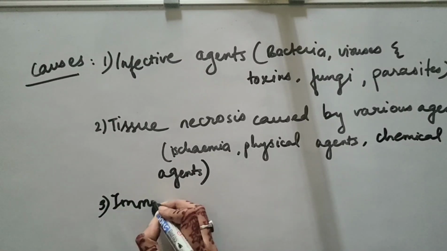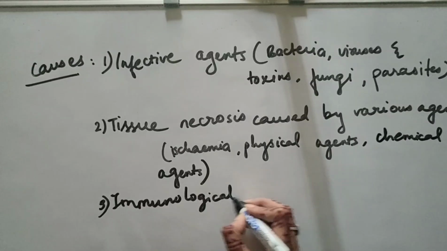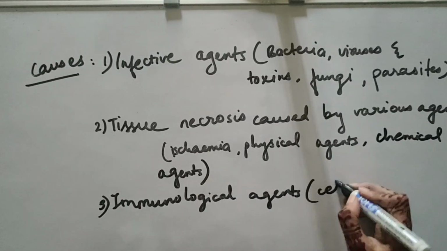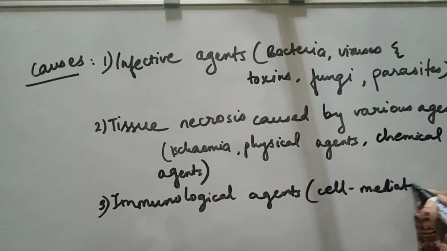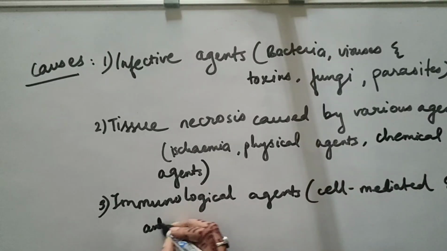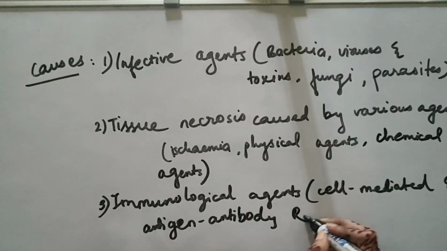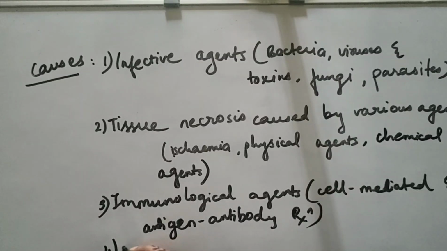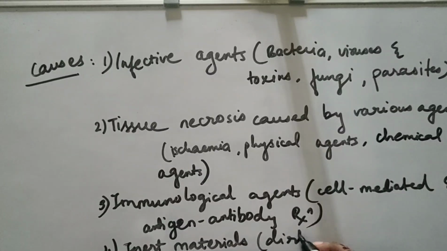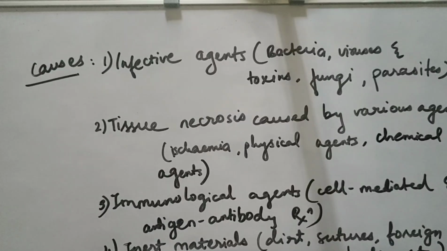Then we have the immunological agents like the cell mediated and antigen antibody reaction, and fourth cause of inflammation can be the inert materials such as dirt, sutures, foreign bodies, etc. Okay, so these are the causes of inflammation.